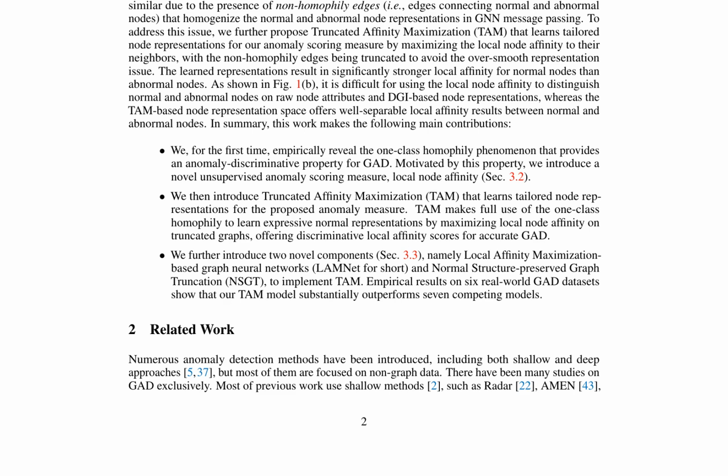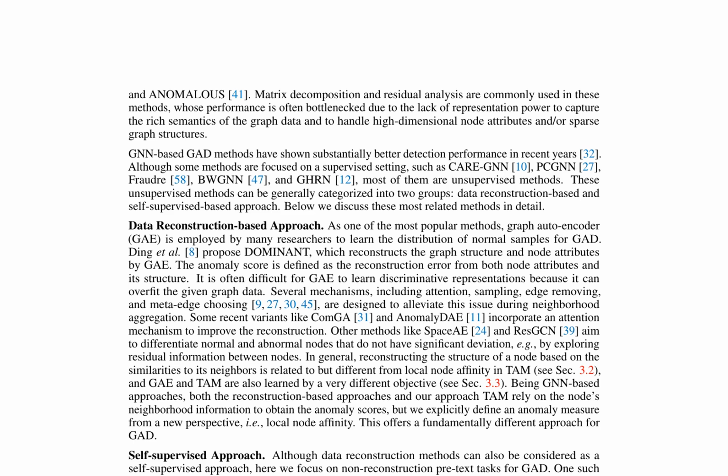The page also briefly discusses related work in anomaly detection, including shallow and deep approaches for non-graph data, as well as GAD-specific methods, such as radar and AMEN. Graph-based anomaly detection methods have traditionally relied on matrix decomposition and residual analysis, but their performance is limited by their inability to capture the rich semantics of graph data and handle high-dimensional node attributes and/or sparse graph structures. In recent years, graph neural network (GNN)-based methods have shown significantly better detection performance.